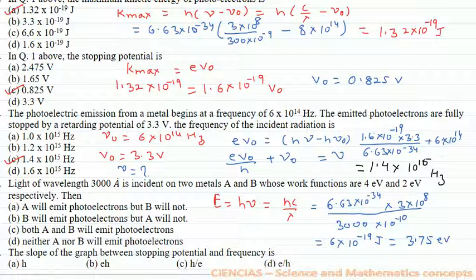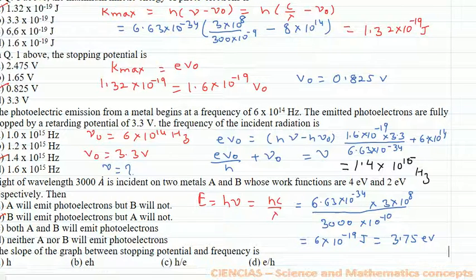Now, this energy is the energy that is falling on the material, and for the material whose work function is less, this energy will emit the electrons. Now we see here the work function of metal A is 4 electron volt, which is more, so it will not emit the electrons, but the work function of B is 2 electron volt, which is less than 3.75, so only B will emit the electrons. Now in the options, we can see that option B, B will emit photoelectrons but A will not, is the correct answer.